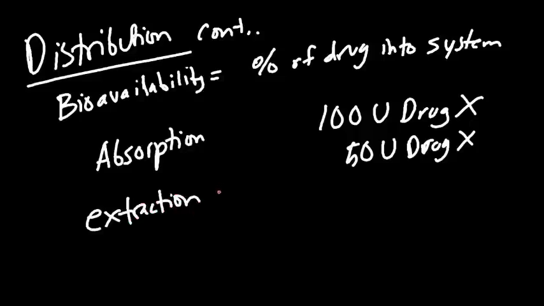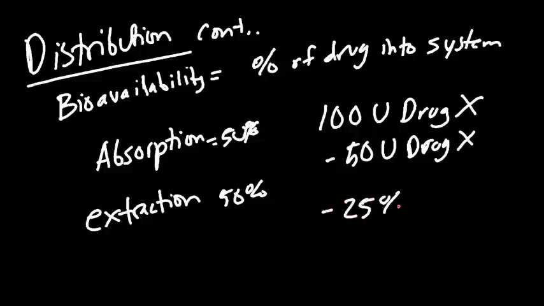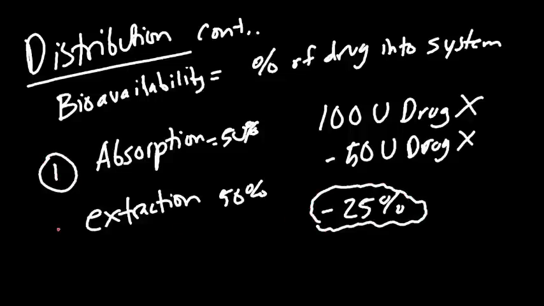Extraction. This is going to be how much drug you can use. So if you give 100 units and you absorb 50% of it, now you have 50 units. Now, of that 50 units, how much of that is going to be usable by the body? How much can be extracted and used? Let's say extraction is another 50%. Only 50% can actually be used. That means 50% of 50 is going to be 25. So ultimately, your bioavailability is only 25%.